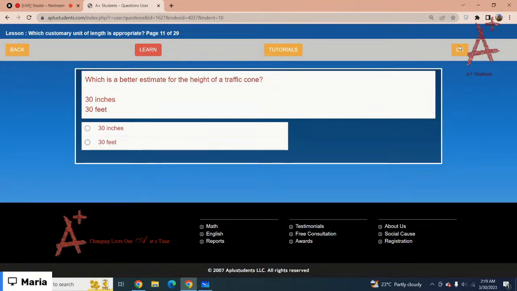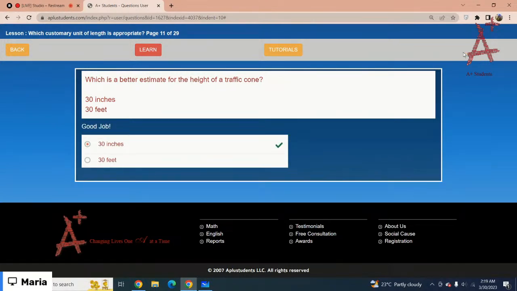Which is a better estimate for the height of a traffic cone? I think it would be 30 inches. Got it? Because 30 feet is a very big unit. So it would be 30 inches. Yes, it is 30 inches.